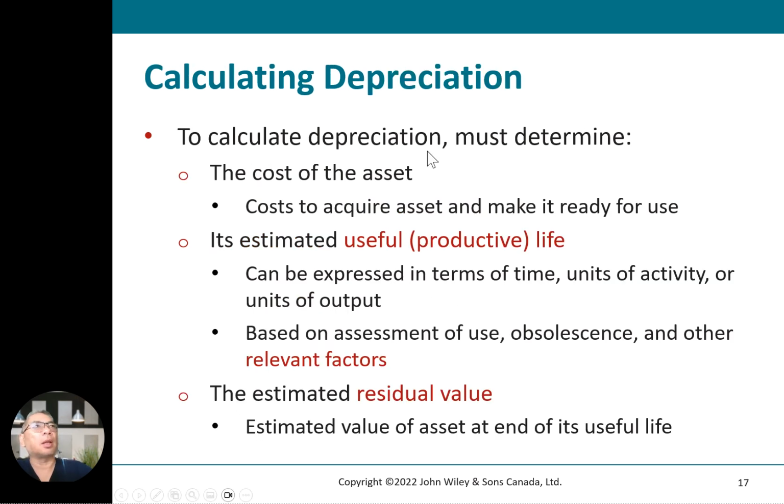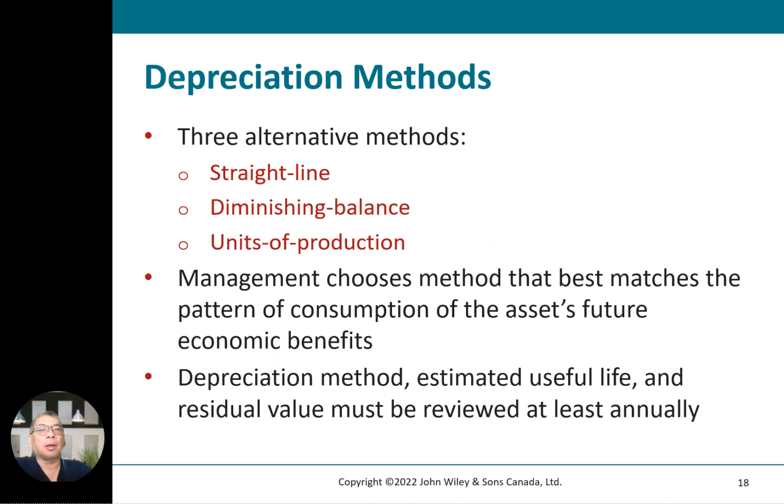In terms of calculating depreciation, we must determine the cost of the asset, the cost to acquire the asset and make it ready for use, and its estimated useful productive life. It can be expressed in terms of time, units of activity, or units of output. This is based on the estimate of use, obsolescence, and other relevant factors. The estimated residual value is the estimated value of the asset at the end of its useful life. There are three alternative methods: straight line, diminishing balance, and units of production.